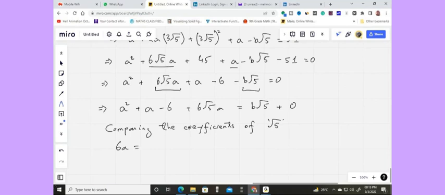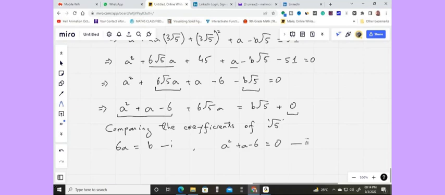Equals to, and over here the coefficient of root 5 is b. I just compared the coefficients of my root 5. It is giving me one equation, equation number 1. And the other equation means the terms which are not involving root 5. So they are forming another equation. Are you getting my point? In this way, you just got the two equations here.